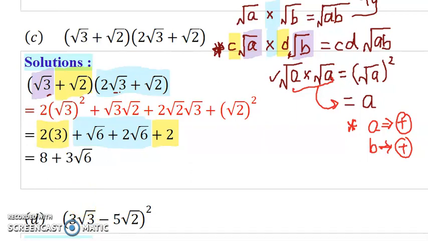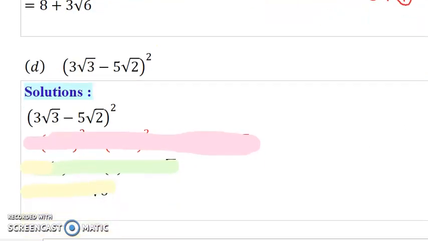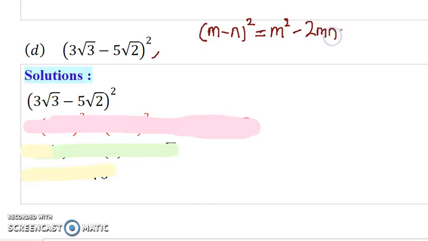Okay, proceed further. D. For D, we need to apply the things that we know about multiplication, and also in order to make the calculation fast, for the case that we're having square terms like this, we need to recall the algebraic calculation such that (m minus n) squared equals m squared minus 2mn plus n squared.